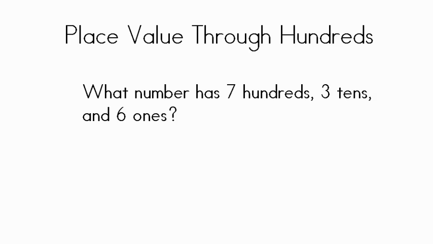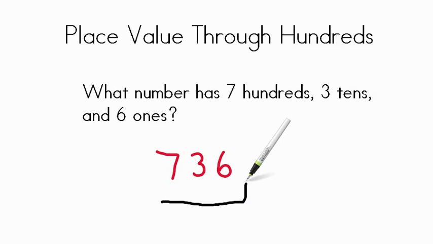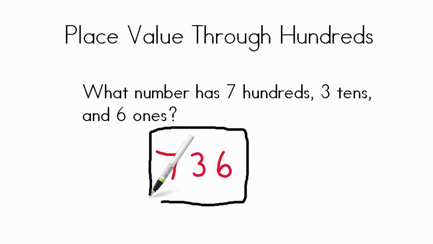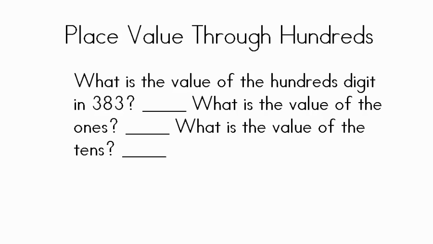Nice job. All right, so the question reads, what number has 7 hundreds, 3 tens, and 6 ones? So let's start off with our hundreds here. How many hundreds do we have? 7, great. So there's 7 hundreds. How many tens do we have? 3. And how many ones do we have? That's right, we have 6. So what number have we created there? If you said 736, you are completely correct. Nice job on that.